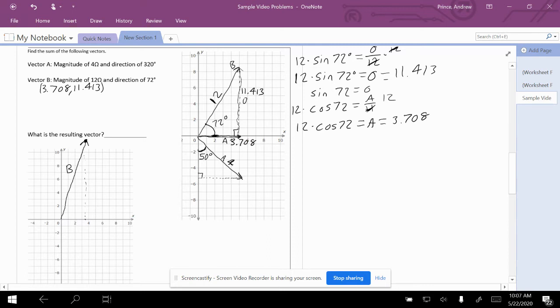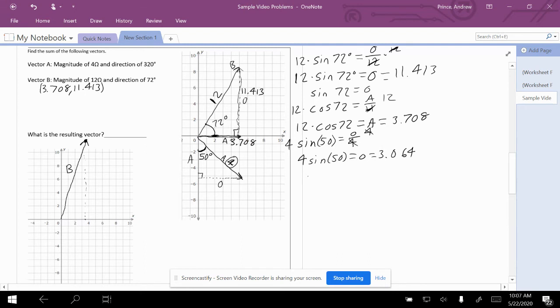Now vector A, let's go ahead and solve that triangle. We have a magnitude of 4. We have 50 degrees, and we want to find the opposite and the adjacent of the 50 degrees, so we're going to do the same thing we did before. Sine of 50 degrees equals the opposite, an unknown value, over the hypotenuse of 4. With some cancellation, we get 4 sine 50 equals the opposite, and the opposite equals 3.064.